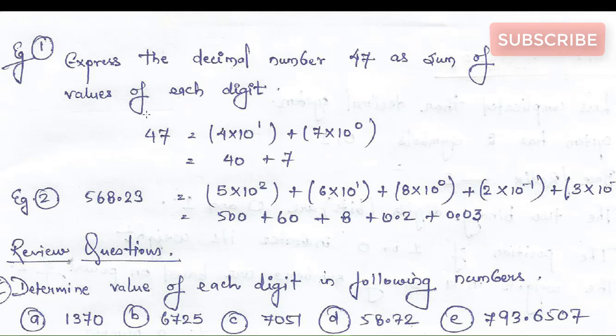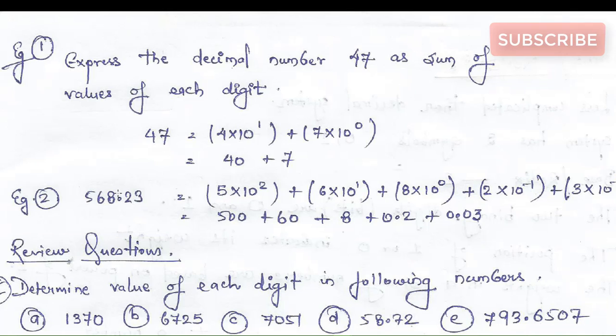Here you can see: express the decimal number 47 as a sum of values of each digit. This question you may see in your classes like 7th and 9th. 47 is expressed in the form 4 into 10 to the power 1 plus 7 into 10 to the power 0. This is the unit place, this is the 10s place, and so on with the 100s and 1000s places. Express the number 47 in this way. Okay, example 2.